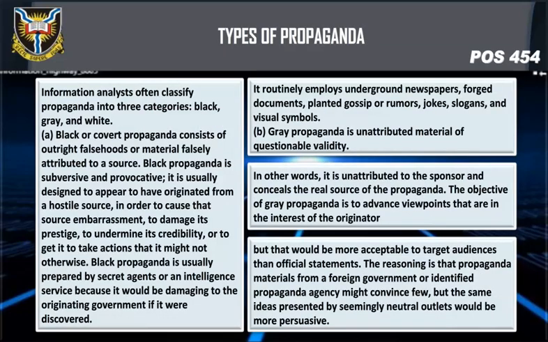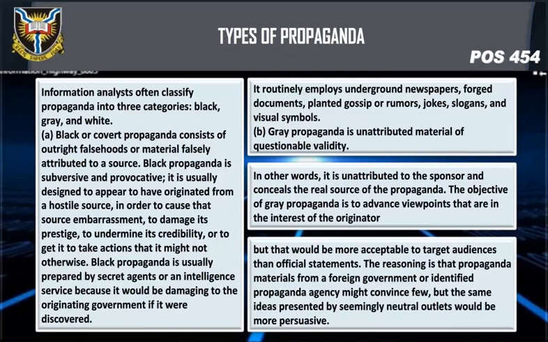Types of propaganda. Information analysts often classify propaganda into three categories: black, gray, and white. Black or covert propaganda consists of outright falsehoods or material falsely attributed to a source. Black propaganda is subversive and provocative. It is usually designed to appear to have originated from a hostile source in order to cause that source embarrassment, to damage its prestige, to undermine its credibility, or to get it to take actions that it might not otherwise.